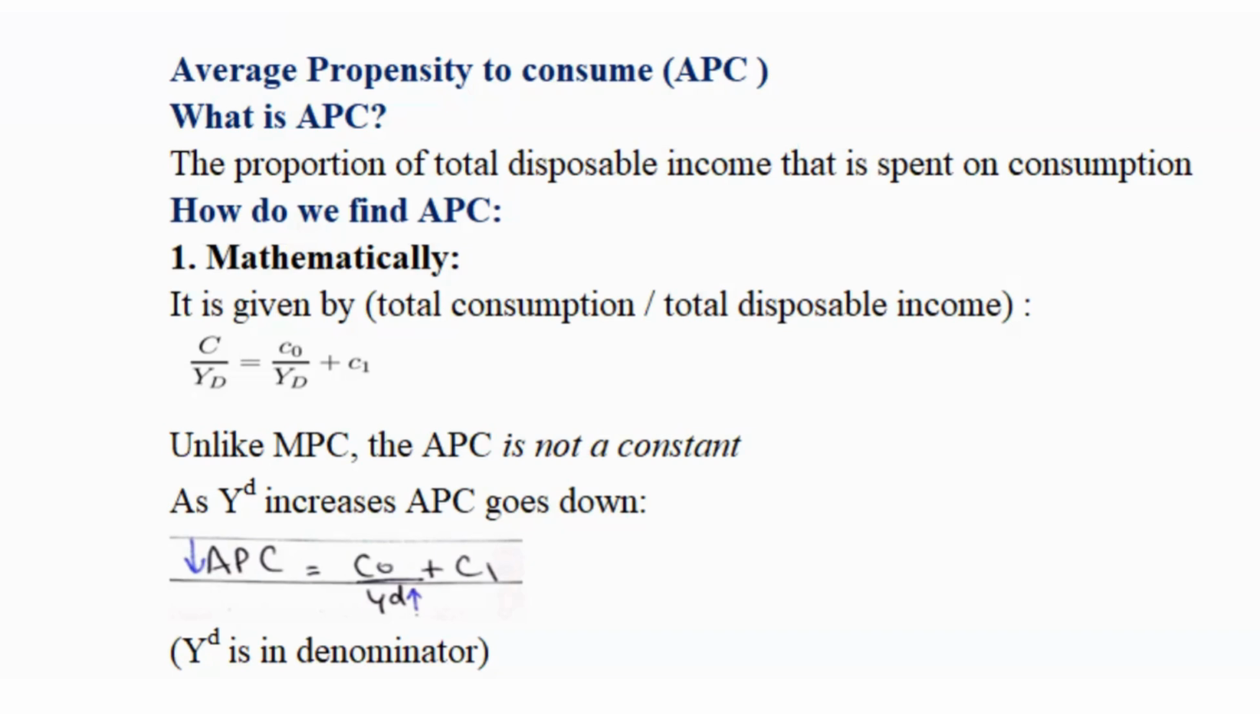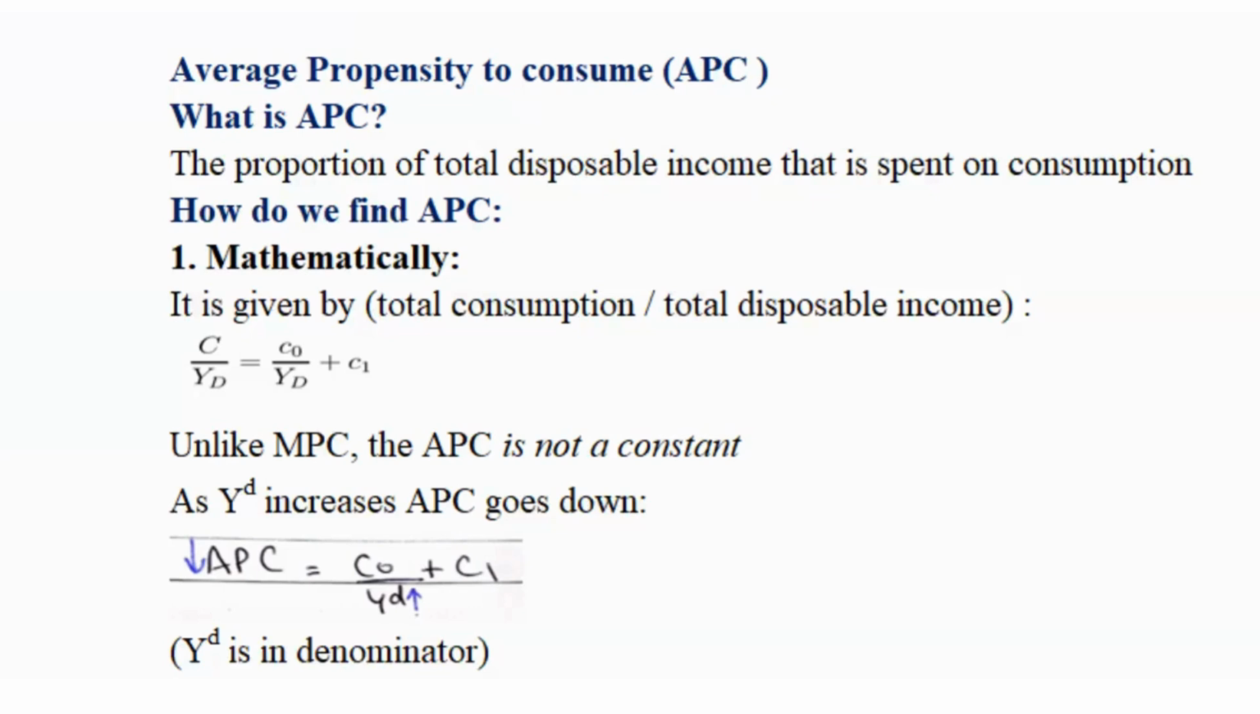So it will be calculated as APC equals C divided by YD, where if you take our consumption function to be C equals C naught plus C1 YD, this becomes C naught plus C1 YD divided by YD. And then you can simplify this as C naught by YD plus C1.